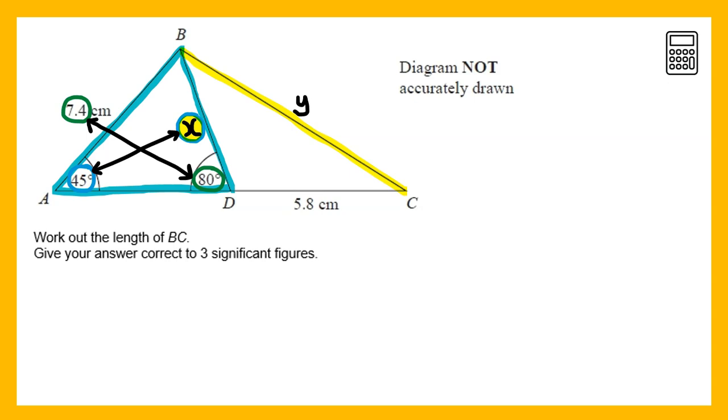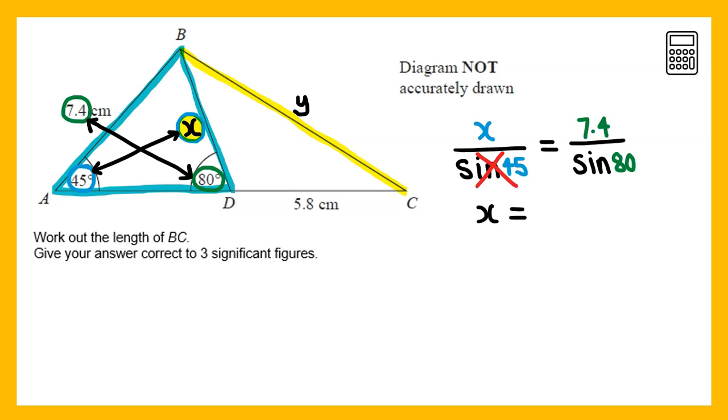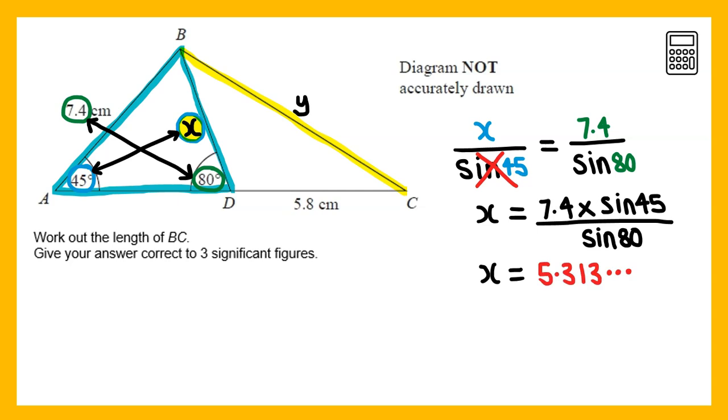Since I'm finding the length, I'll use the version of the formula of the sine rule where lowercase a is written as the numerator. So a over sine A will be equal to b over sine B, where lowercase a is the length to be found of x, and uppercase A is the opposite angle. Lowercase b is the other length of 7.4, with uppercase B being the opposite angle of 80. Multiplying both sides by sine 45 will allow me to find x, which will be 7.4 multiplied by sine 45 over sine of 80. This gives me a value for x of 5.313.